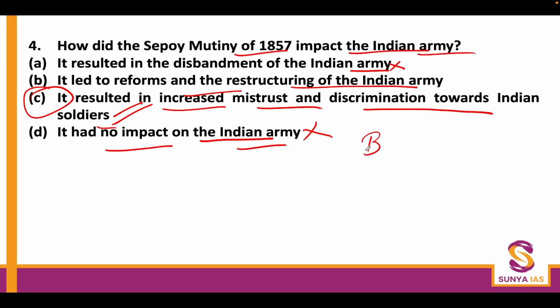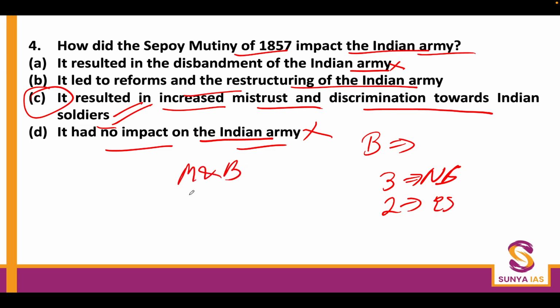much so that in Bengal, for every 3 native sepoys, Britishers appointed 2 English sepoys, and in Madras and Bombay, for every 5 native officials, native sepoys, 2 British sepoys were appointed. Okay. Yeah, so that was done just because of the increasing mistrust, and that was the main answer here. So C is the answer.